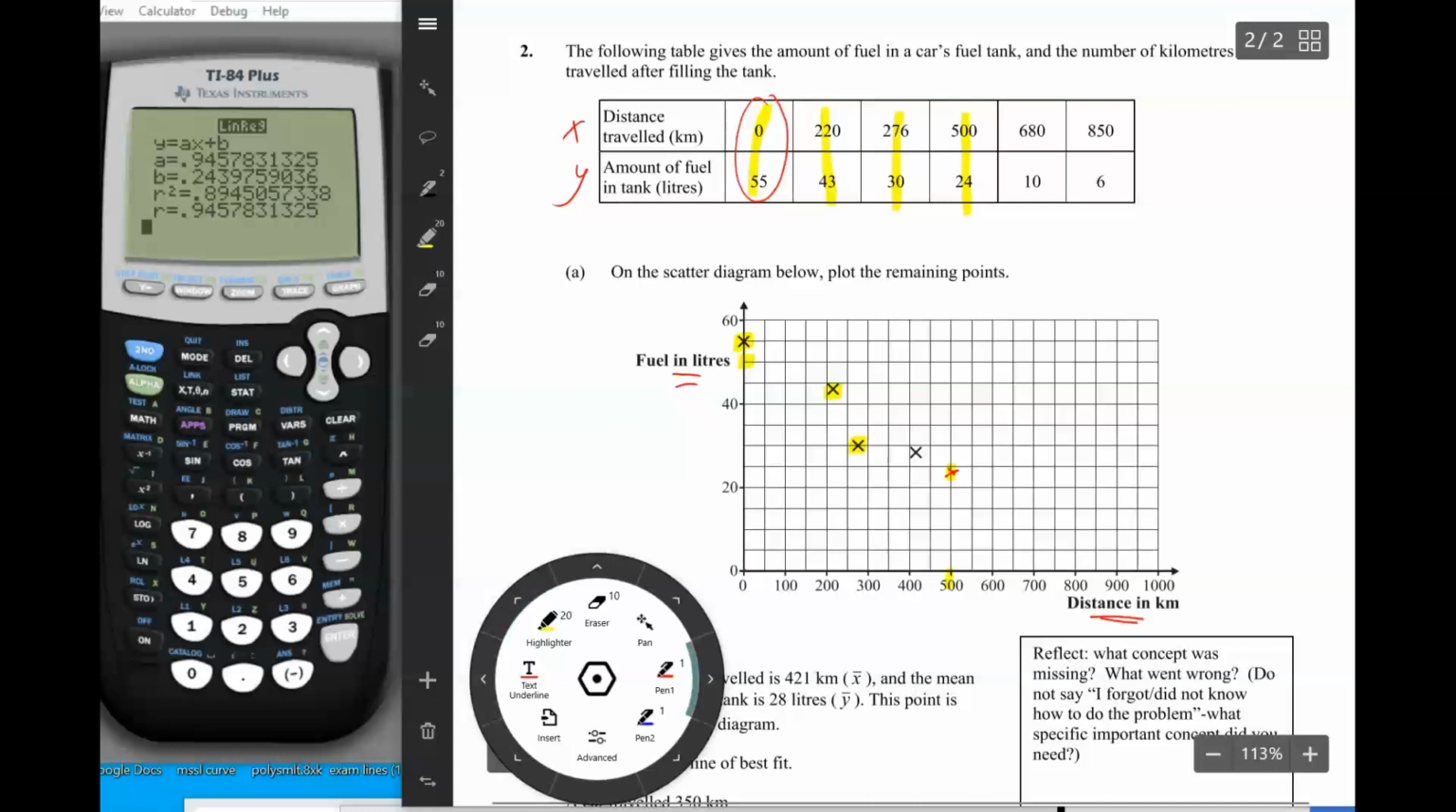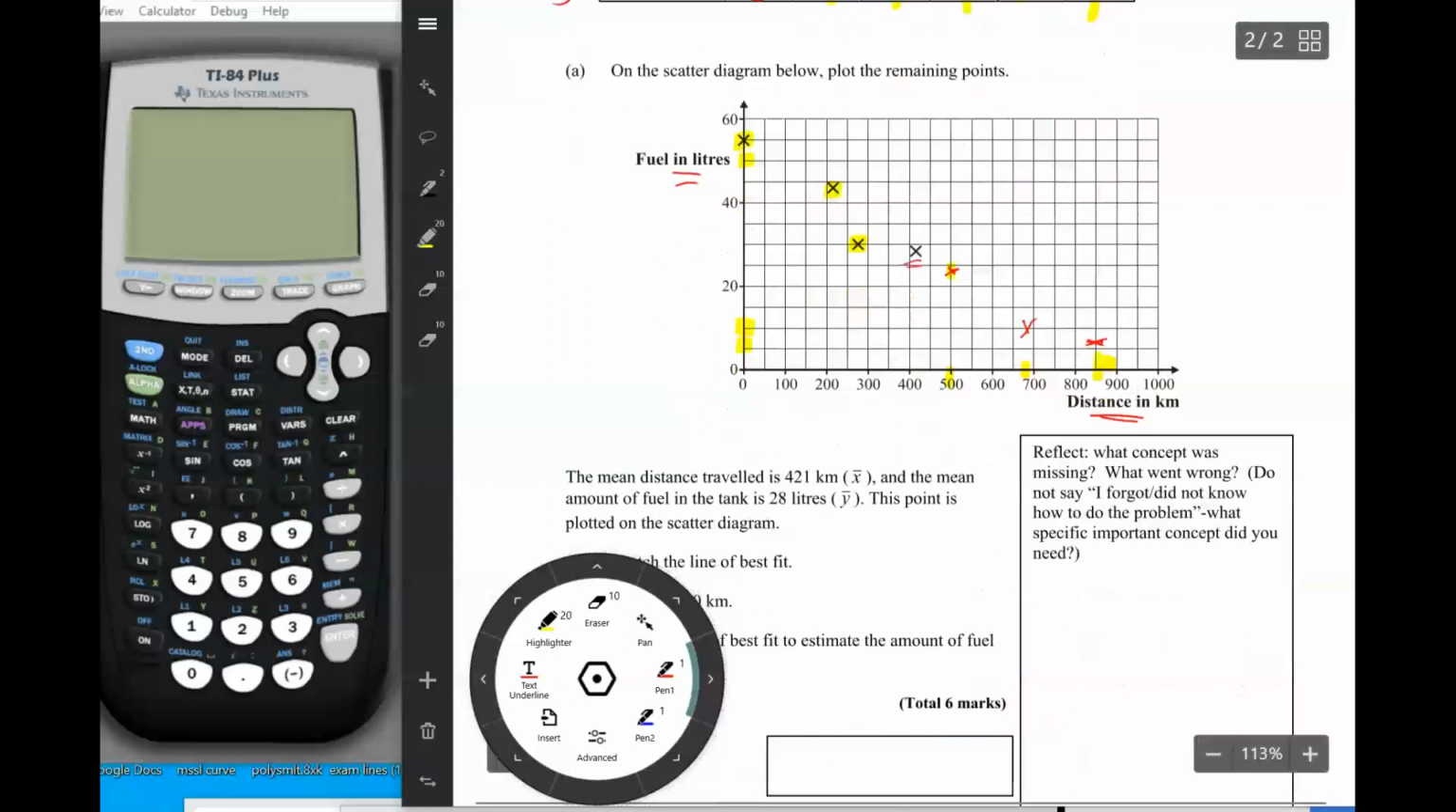And then (680, 10). 680 would be right there, close to 700, and 10 would be right there. So let's mark that with an X. And then finally (850, 6). 850 is there, and 6 would be slightly above the line, so it would be about like that. That's (850, 6). And so there's one extra one here. We don't know what that is yet, but let's move on and maybe they'll explain it.